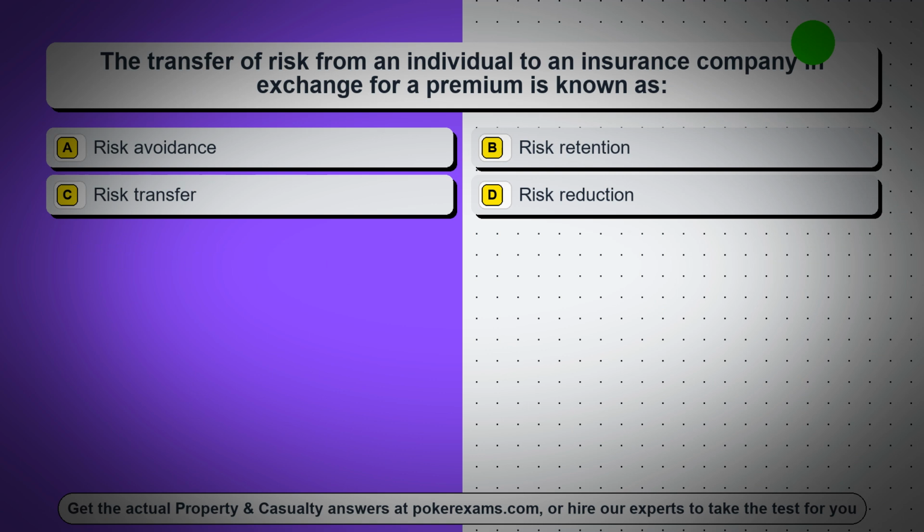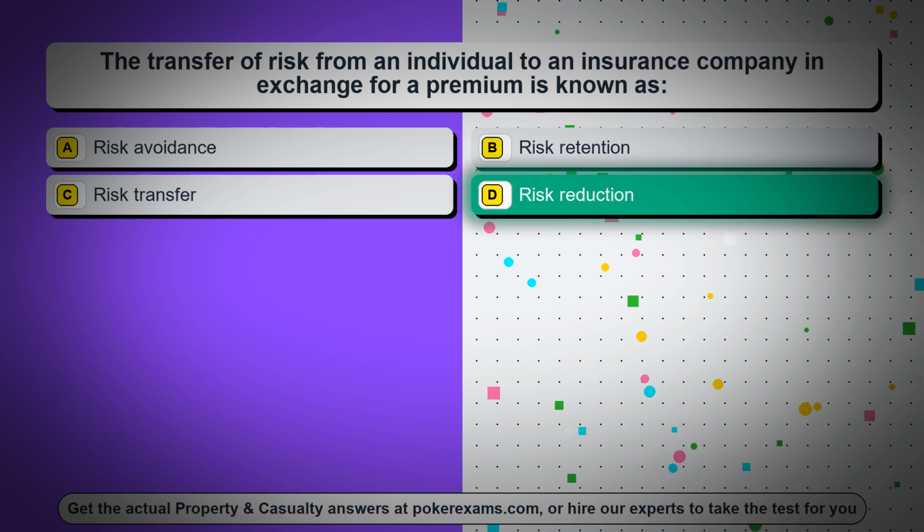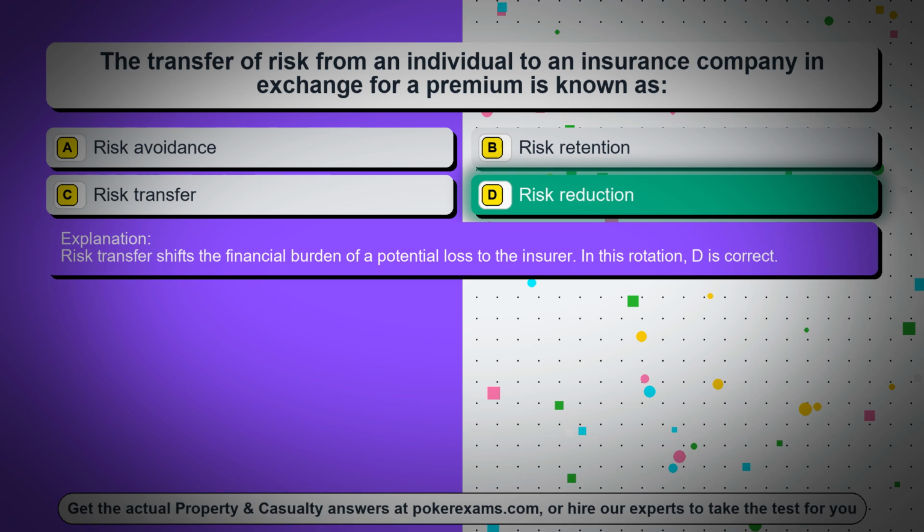Question 96. The transfer of risk from an individual to an insurance company in exchange for a premium is known as, option A, risk avoidance. Option B, risk retention. Option C, risk transfer. Option D, risk reduction. The correct answer is option D, risk reduction. Risk transfer shifts the financial burden of a potential loss to the insurer. In this rotation, D is correct.